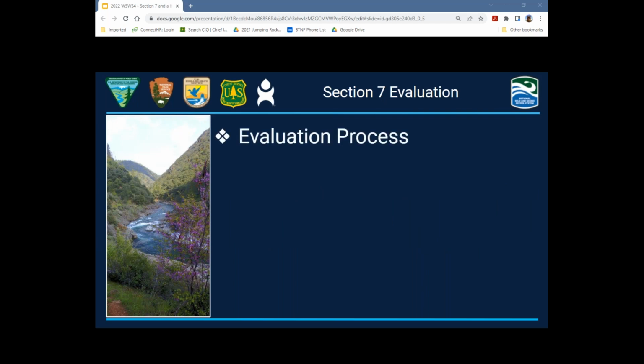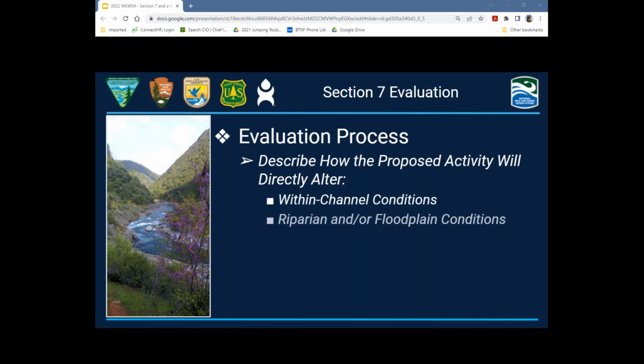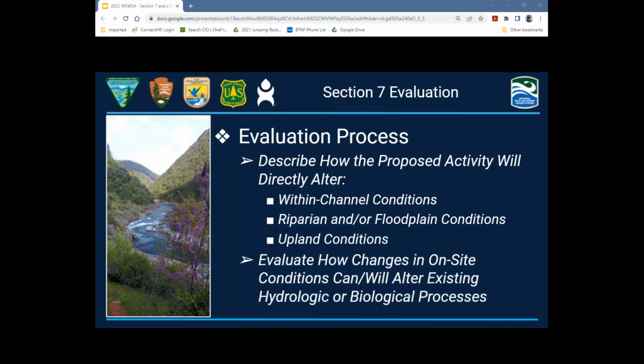The Section 7 evaluation for the direct and adverse standard is a narrative description of the effects of the project activities on a variety of conditions on the ground, both above and below the ordinary high water mark. The evaluation should cover effects to within-channel conditions, riparian and floodplain conditions, and upland conditions. The determination should also evaluate how the proposed project will alter hydraulic and biological processes.